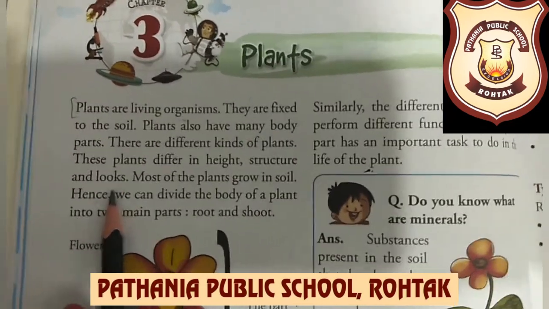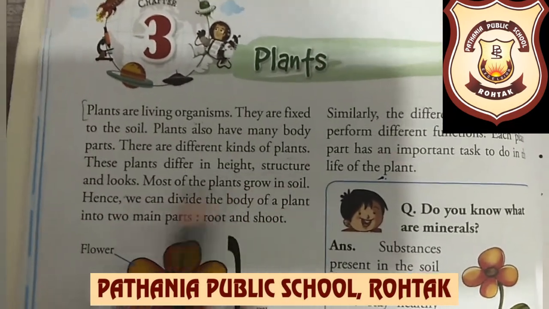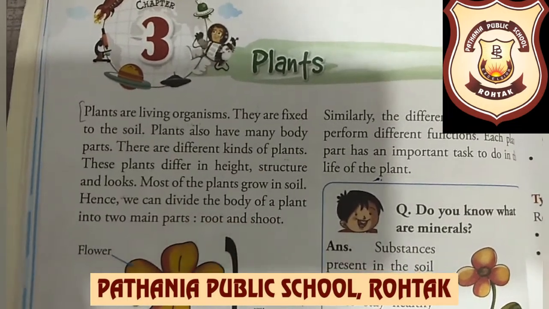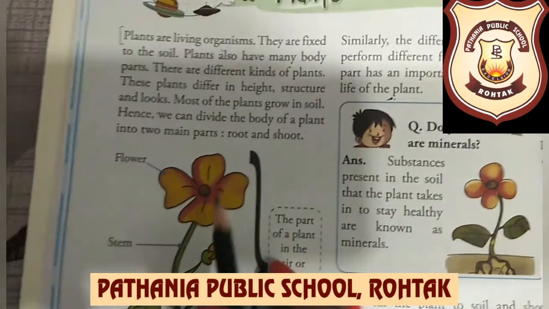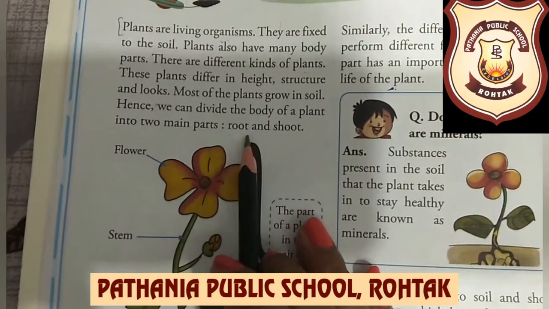In the same manner, plants also differ in these things. Most of the plants grow in soil. Hence, we can divide the body of a plant into two main parts, root and shoot.